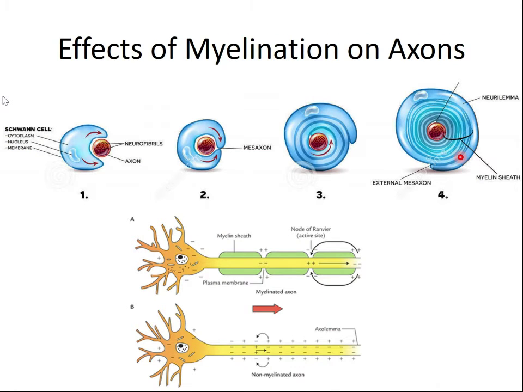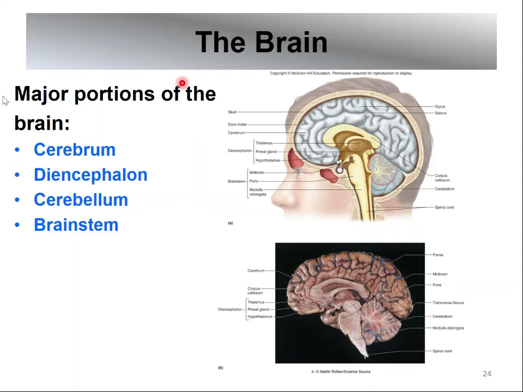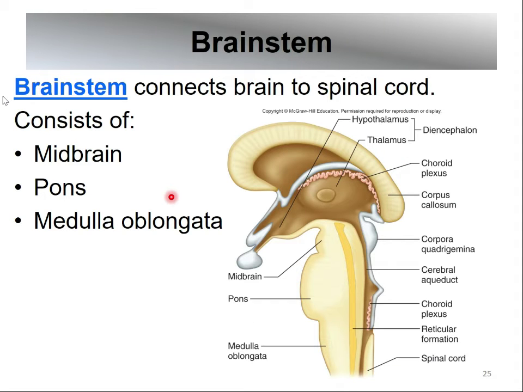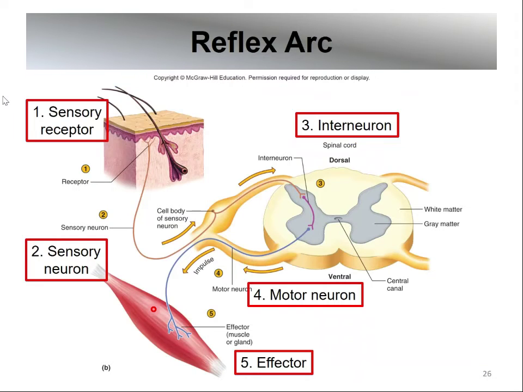And this shows how myelination happens. It's wrapping around the axon, and this is important to speed up messages. Know the different components of the brain. We discussed the cerebrum, the diencephalon, cerebellum, and the brainstem. Know the different parts of the brainstem, the midbrain, pons, and medulla oblongata.